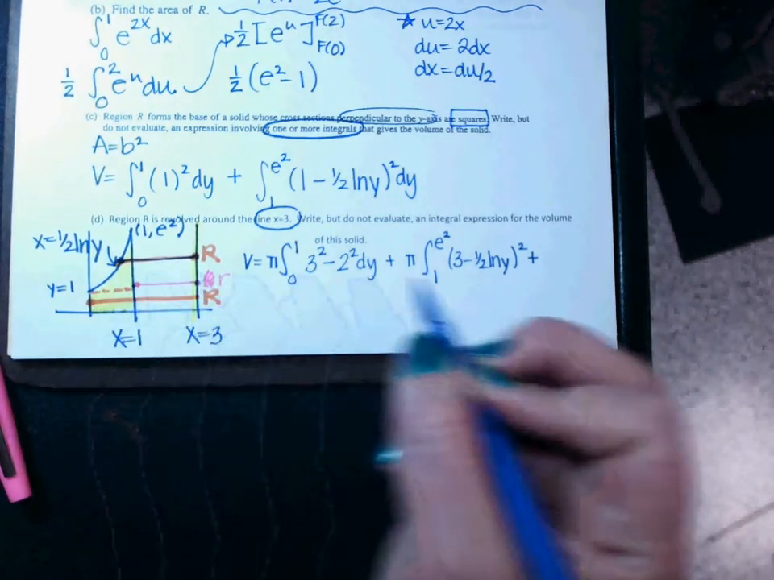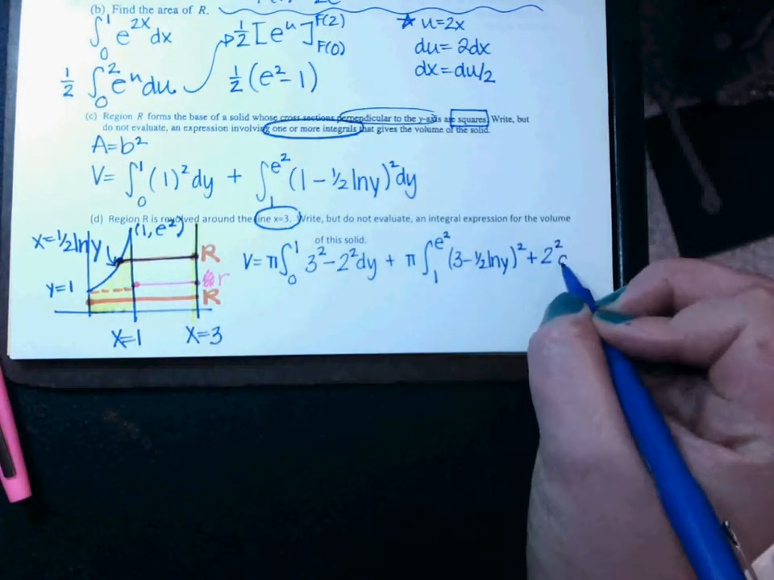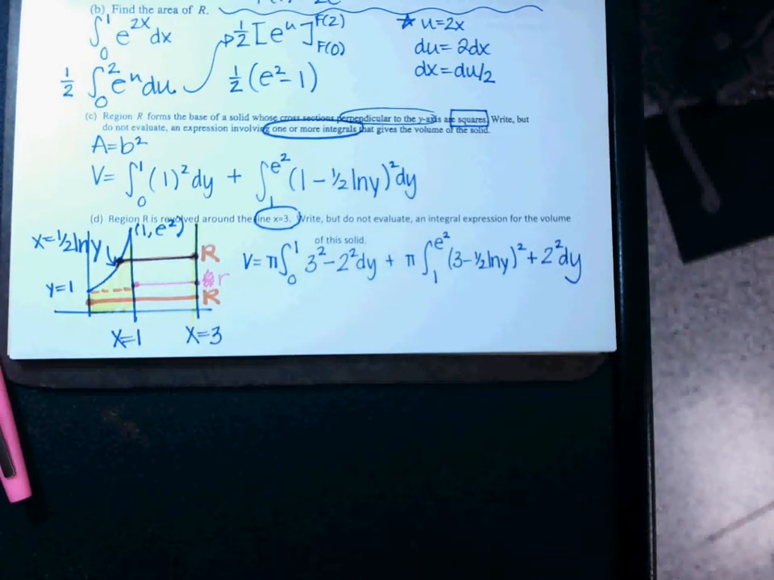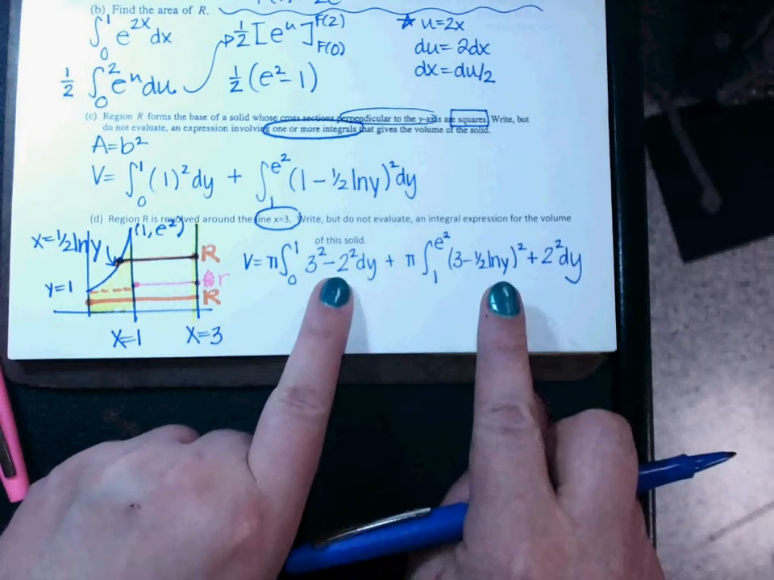3 minus 1 is still 2 squared dy. Does that make sense? Where'd you get the 2 squared from? Okay, because the middle r didn't change. So the only thing that changed was the big R. What did you put a plus? Because I'm doing this volume plus that volume.